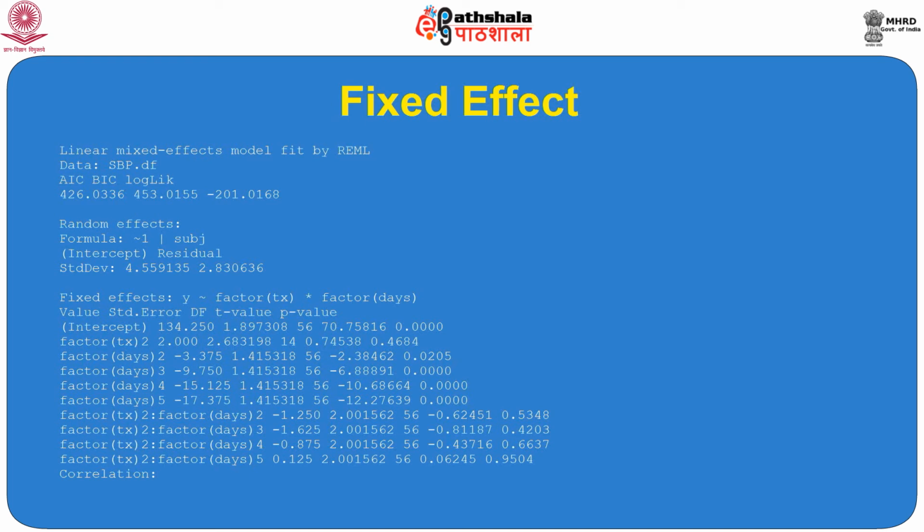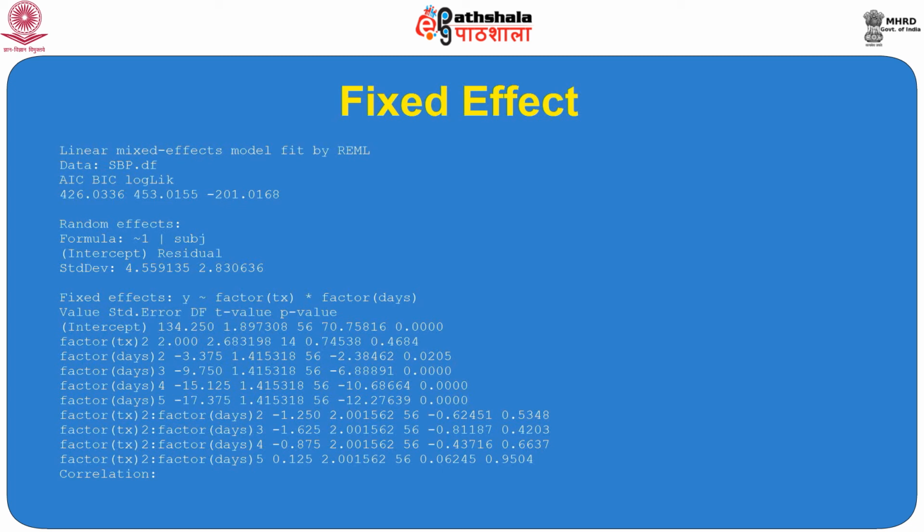Now the next row is the interaction effect of treatment 2 with days 2. After that, the interaction effect of treatment 2 with days 3, treatment 2 with days 4, and treatment 2 with days 5 is given here. In this case we can say that none of the interaction effects has a significant role in reducing the systolic blood pressure. So this is a way to interpret the fixed effect modeling when you are going for a cohort study, when you are going to follow some individuals for a follow-up time.